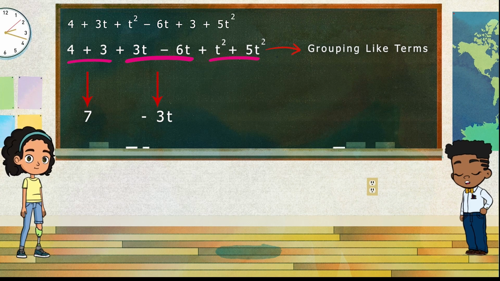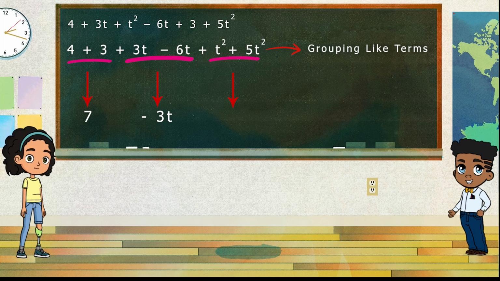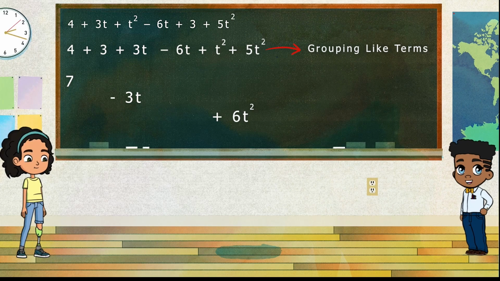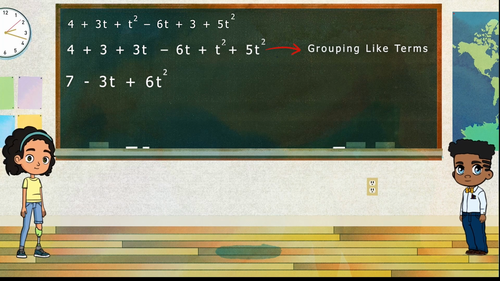Lastly, t squared plus 5t squared will just be equal to 6t squared. Very good. So our final answer will be 7 minus 3t plus 6t squared.